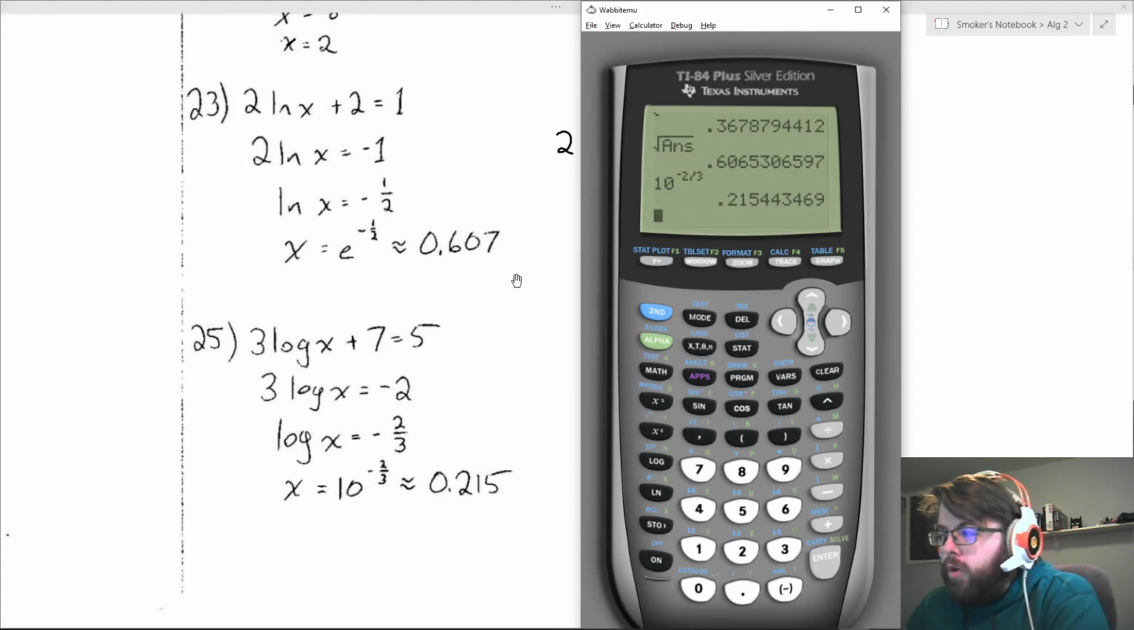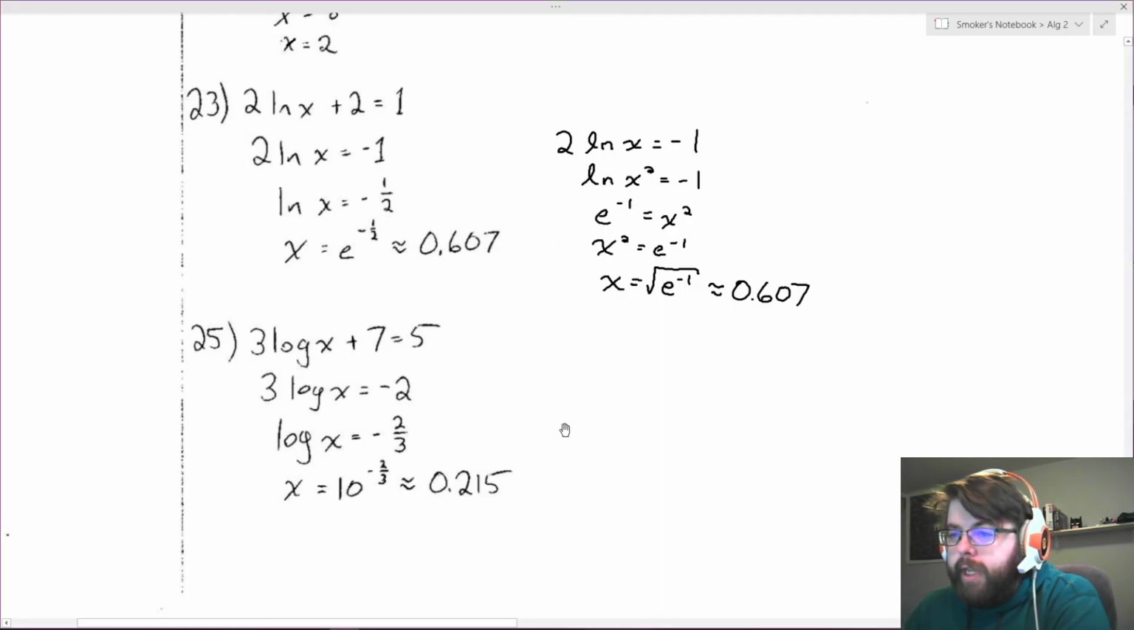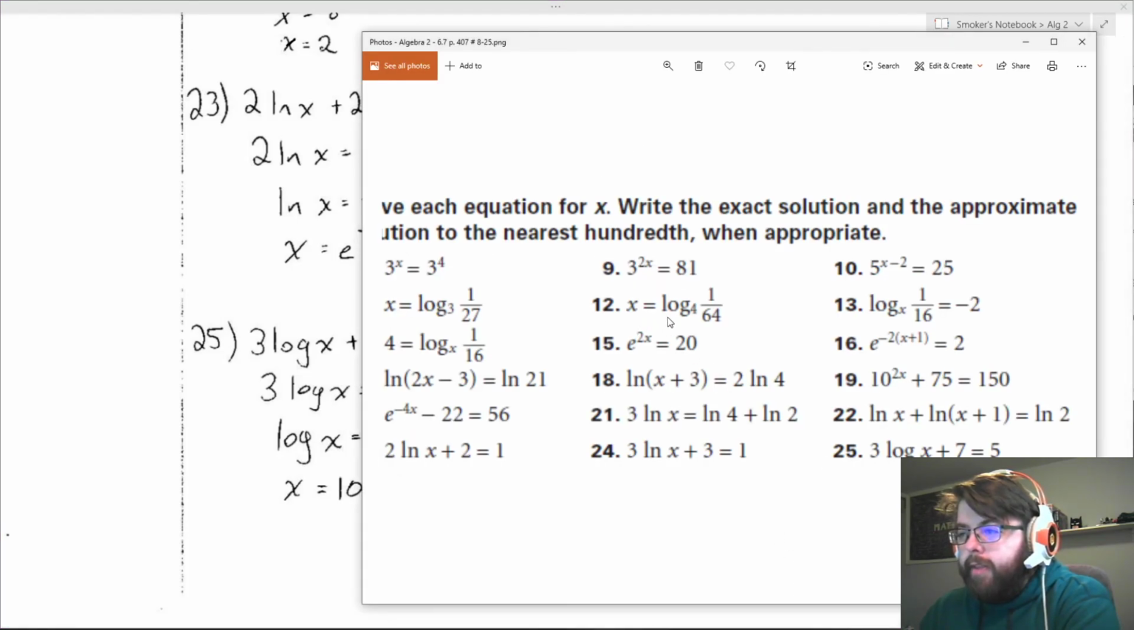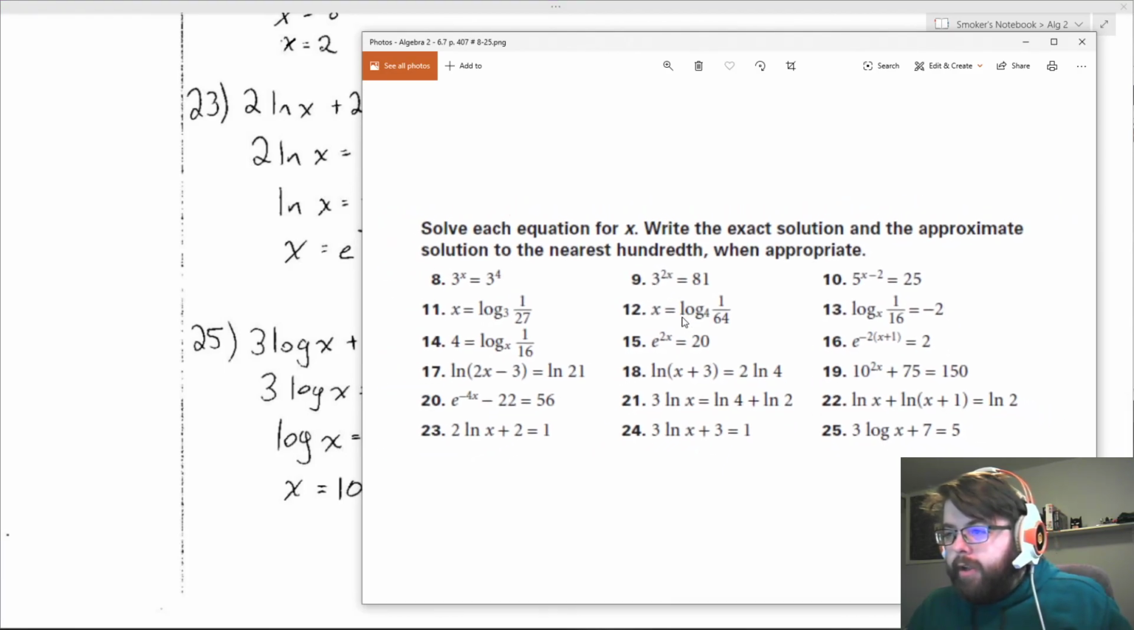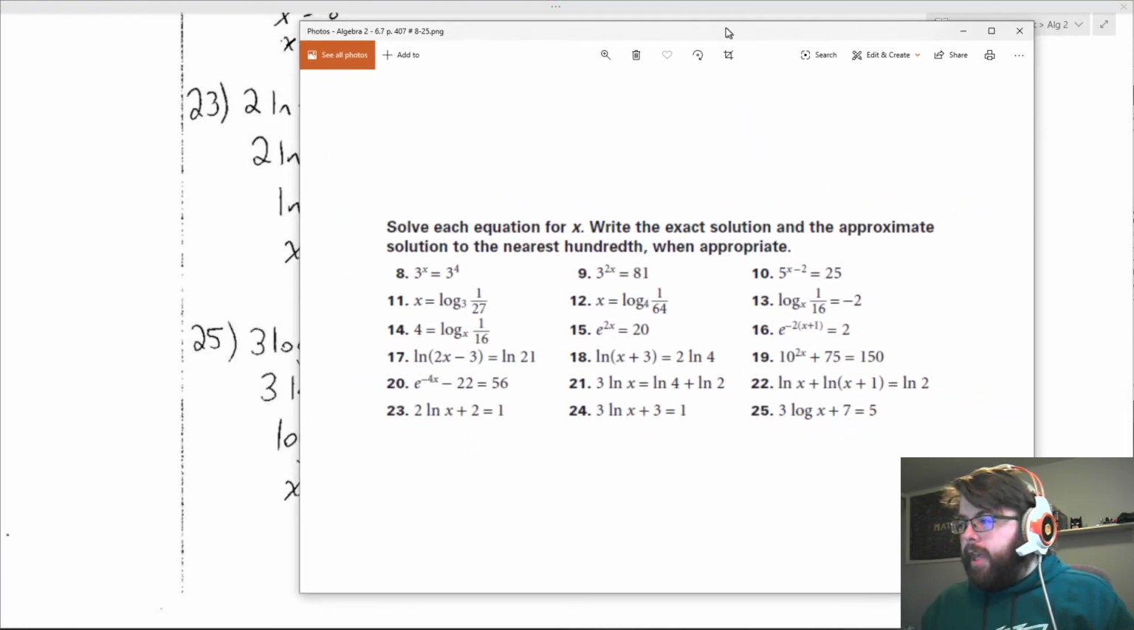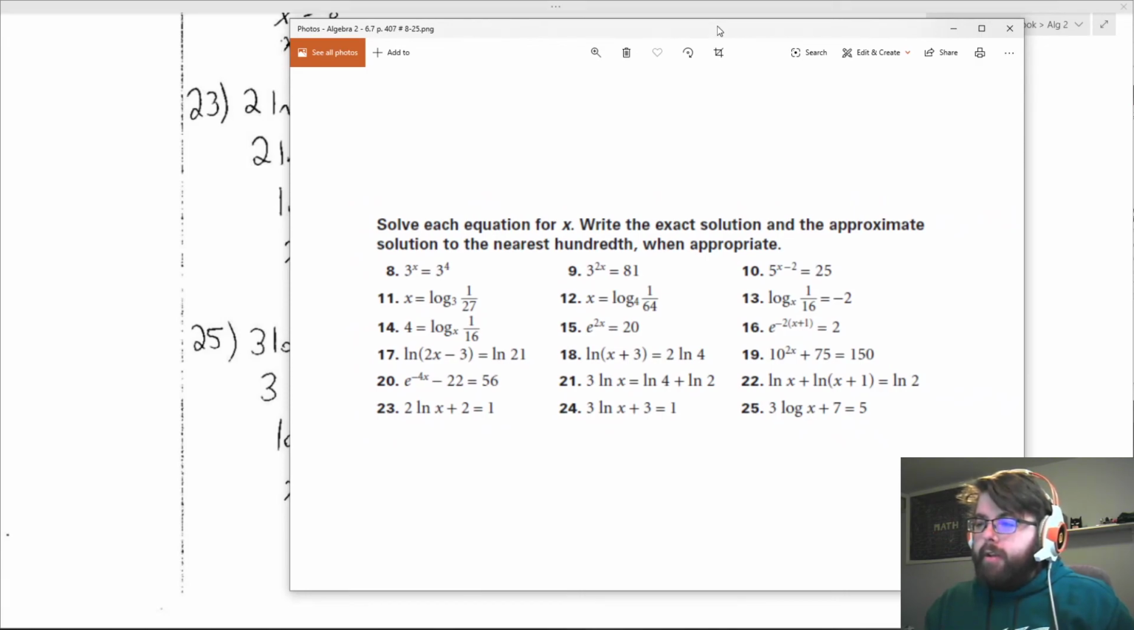All right, so I went through a whole bunch of examples here of solving logarithmic problems, so hopefully that helps with the homework, which will be the evens. So I went through all the odds actually in this problem set here, and then I will assign the evens. Maybe all of them. I don't know yet. Probably all of them.